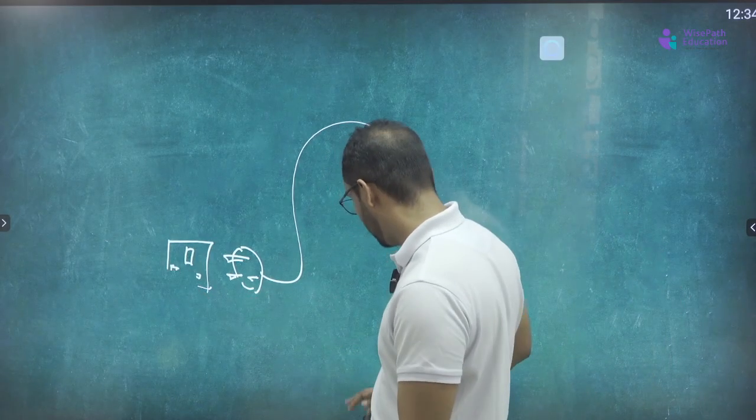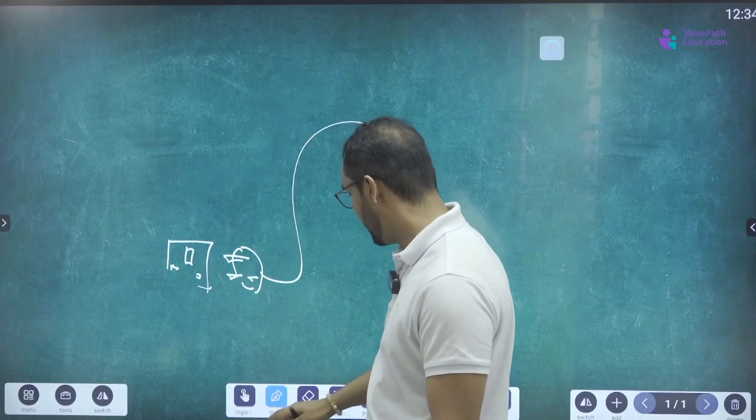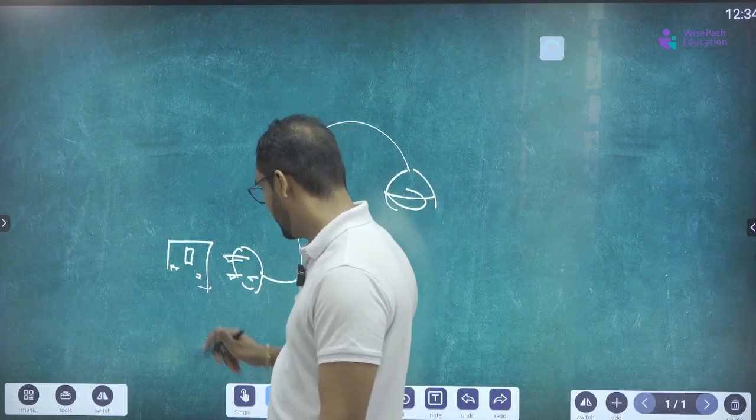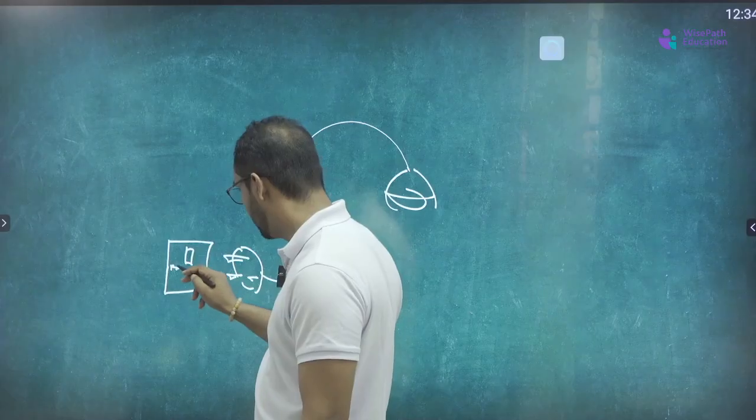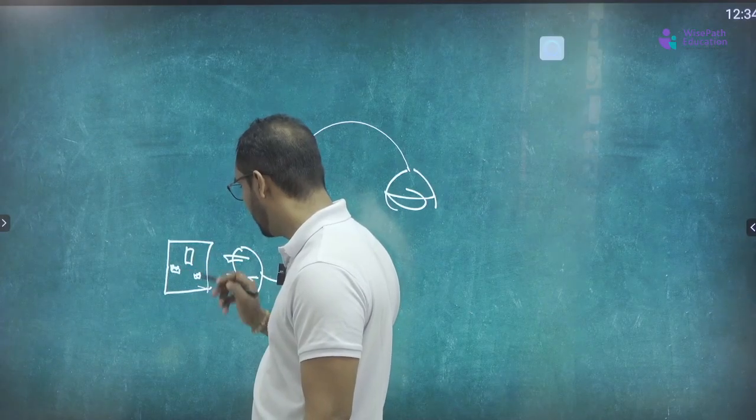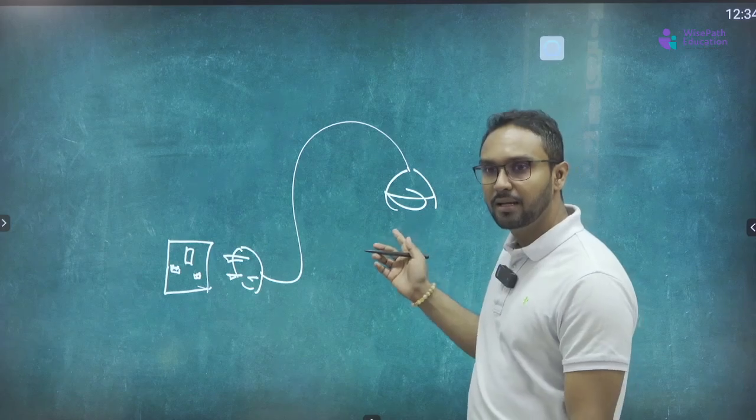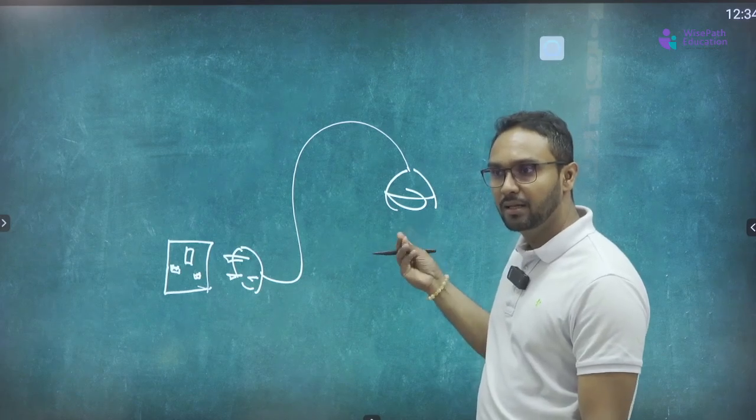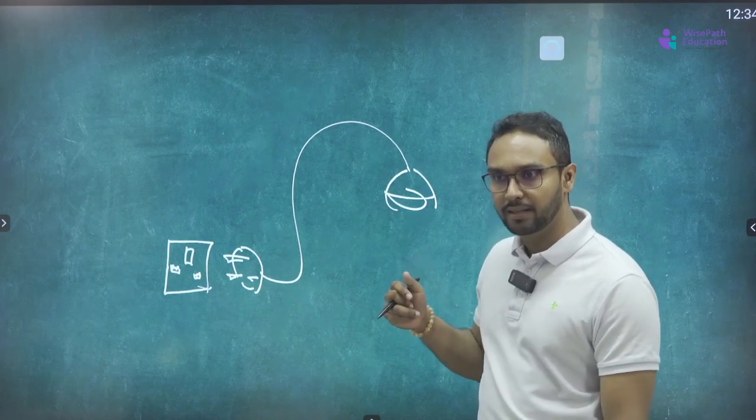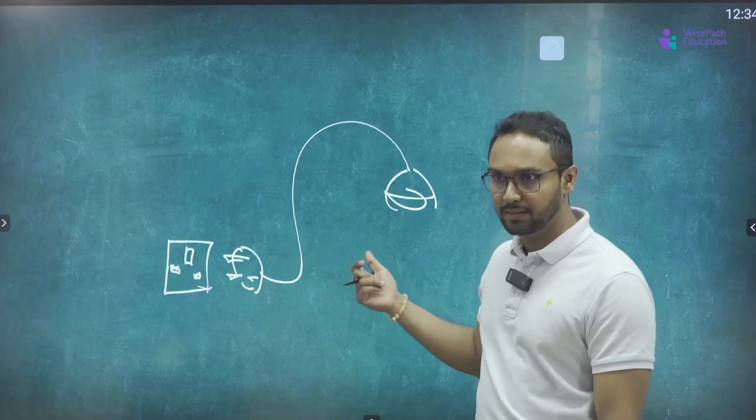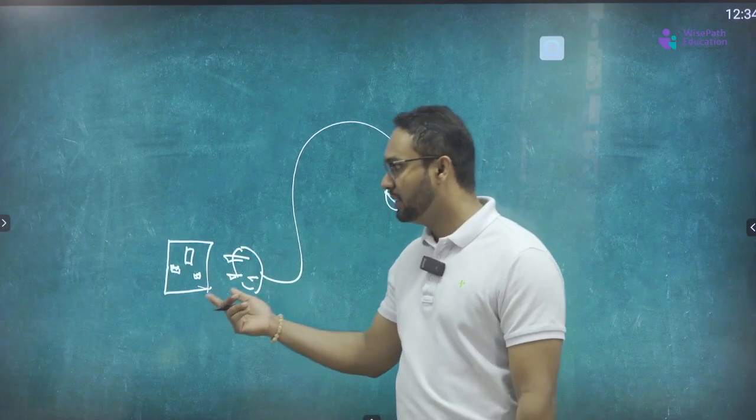So now these are the reactants. These two are the reactants. The plug and the plug top. These two are the reactants. And this is the product. The bulb lighting up is the final product. That is the product.